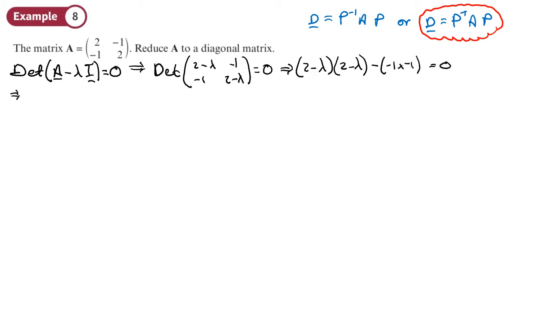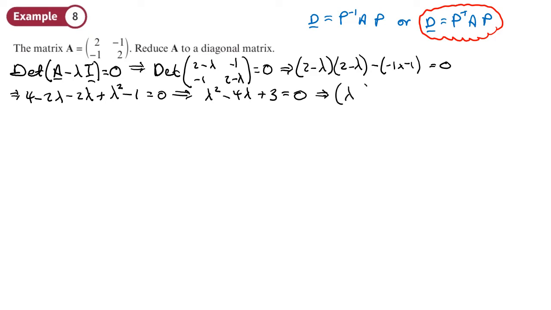We'll multiply that out and we will get 4 minus 2 lambda plus lambda squared, and minus 1 equals 0. So we'll get this equation, lambda squared minus 4 lambda plus 3 equals 0. Right, so this is going to factorize with a negative 3 and a negative 1. So that gives me my eigenvalues of 1 and 3. So we now need to find our eigenvectors.